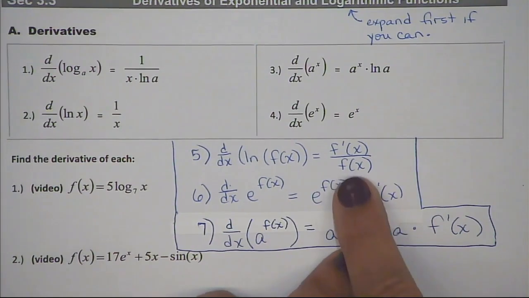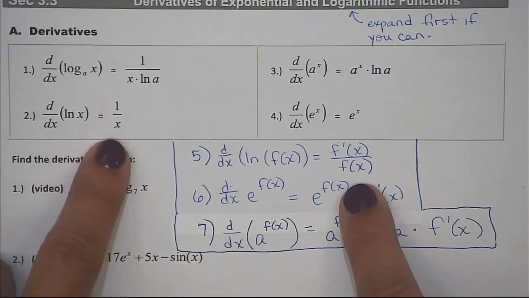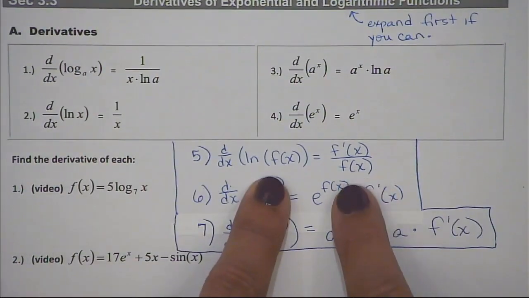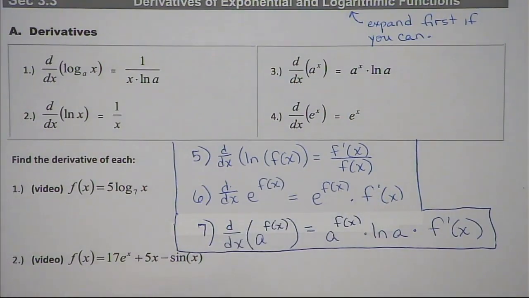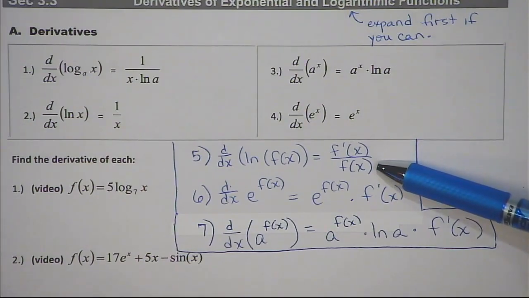Okay. So we'll go through those and talk about that in a minute. But it's exactly what this says, but I think this makes more sense when we get to those. So the derivative of the natural log of f of x is the derivative of f over f. Okay? All right, so that one is the extension of number 2.